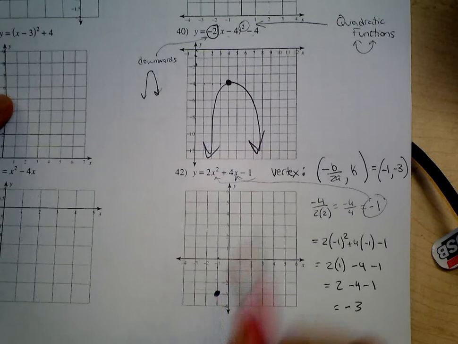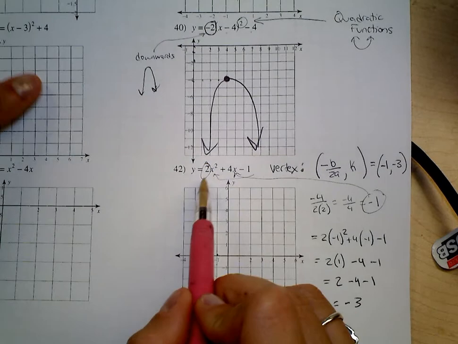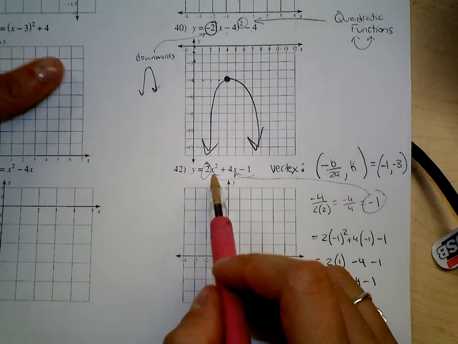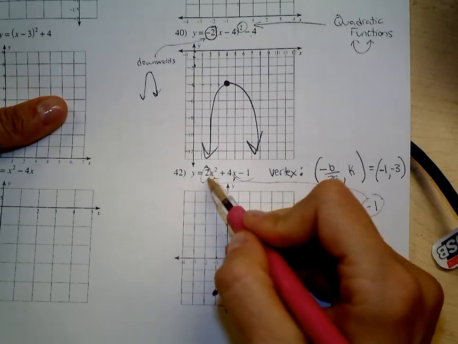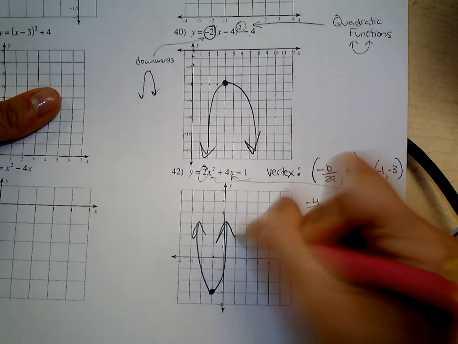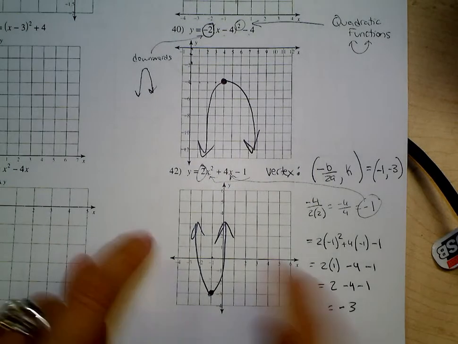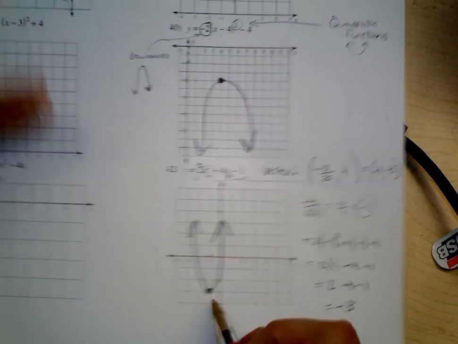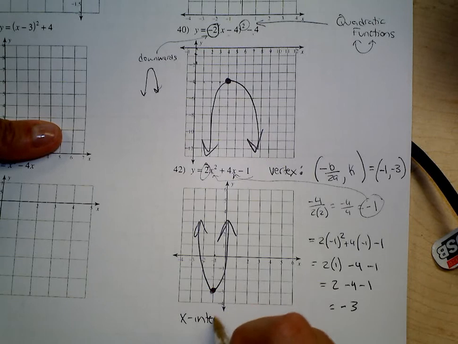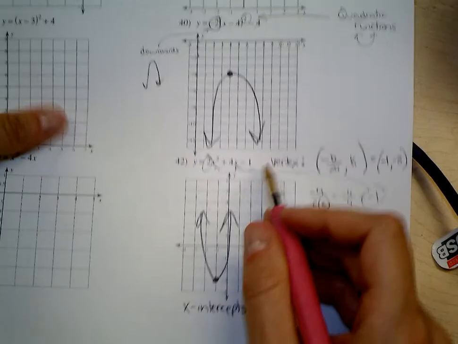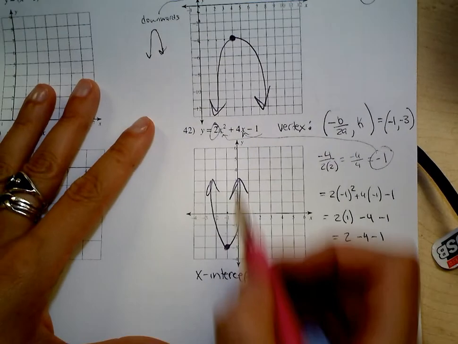Now my a value is a 2 here. The coefficient of x squared is 2. That's positive. So that means, and it's 2, not 1, so it's going to be a little bit steeper than normal. Here's my estimation. Now, if I wanted to get specific of where my points hit the x-axis, I know my x-intercepts are the same as the roots. And for roots of a quadratic, I can use a quadratic formula. Let's see how accurate my graph was.